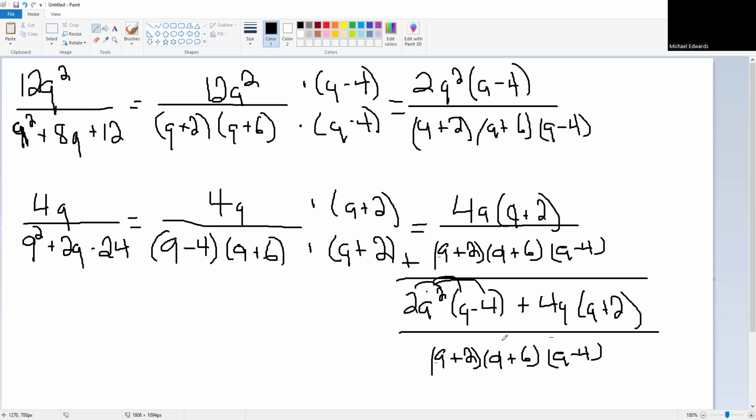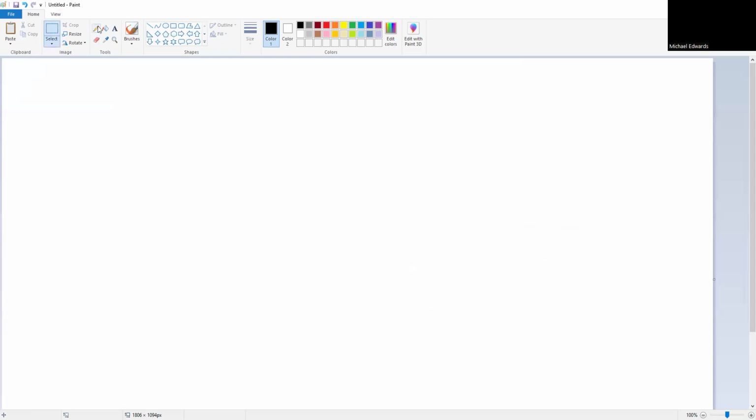So I think we're good. If you get to this point, I think simplification is the least of your worries. I think you can simplify this on your own pretty easily. All right, that was addition. You ready to do some subtraction?